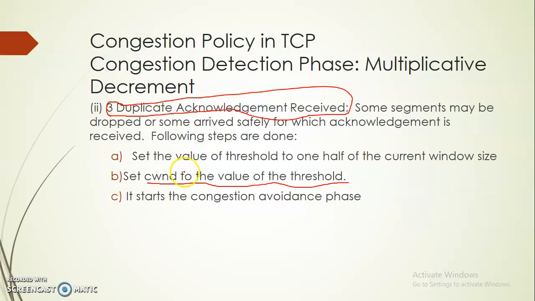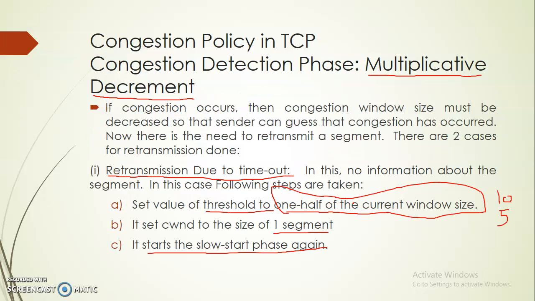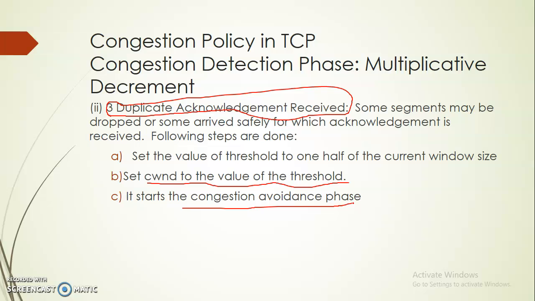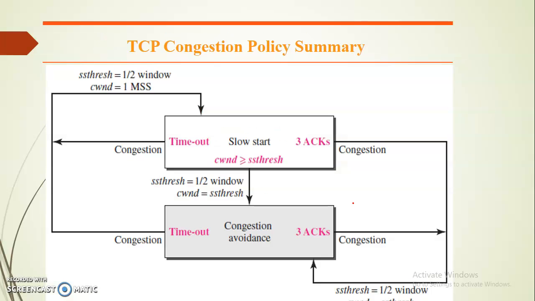स्टेप बाय स्टेप चल रहे हैं बच्चे. पहले हमने थ्रेशोल्ड को कम किया, देन CWND को कम किया, and starts the congestion avoidance phase. Retransmission में slow start phase, in case of duplicate acknowledgement, congestion avoidance. You can understand this thing with the help of a diagram also.